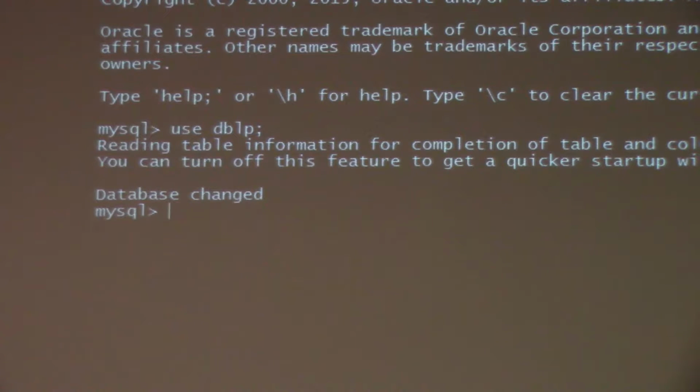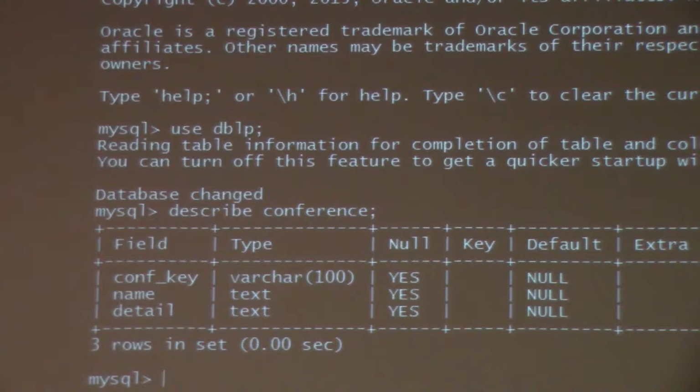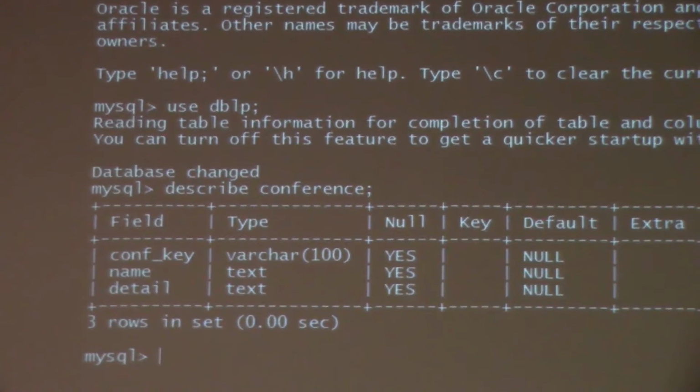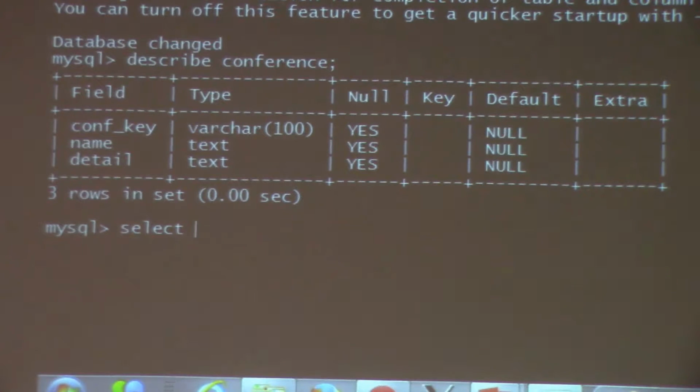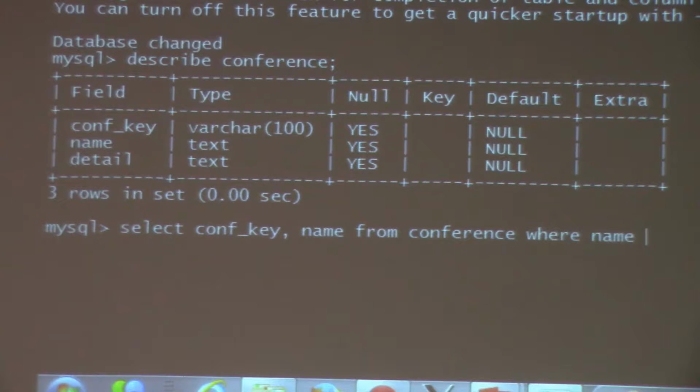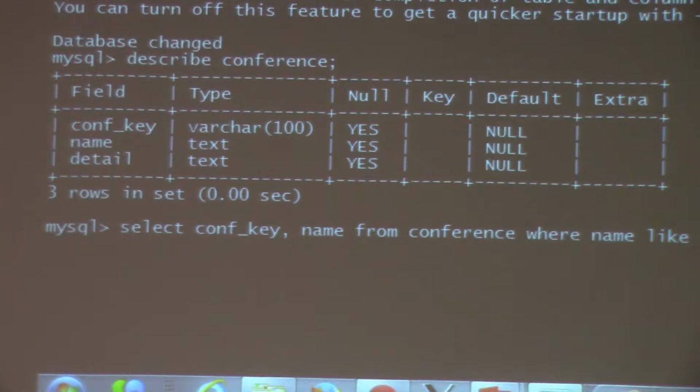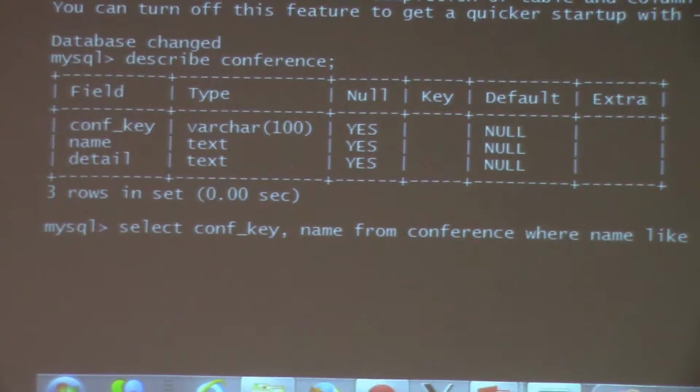Let me show that using the database here. So first of all, you describe the conference table. So obviously you are looking for the conference with a name that includes this keyword Sigma, right? So you may attempt to do something like this. Let's say we only care about the conference key and name without the detail. And this is what I mean. And what do you get?